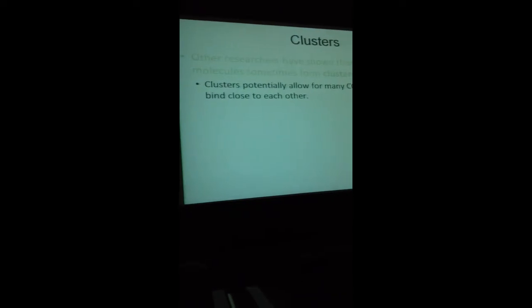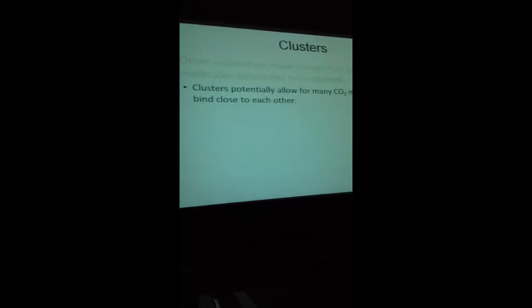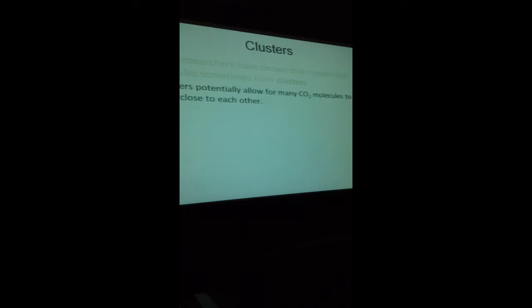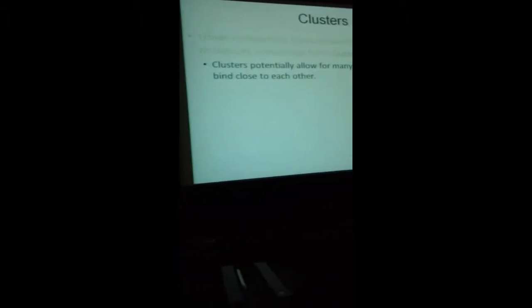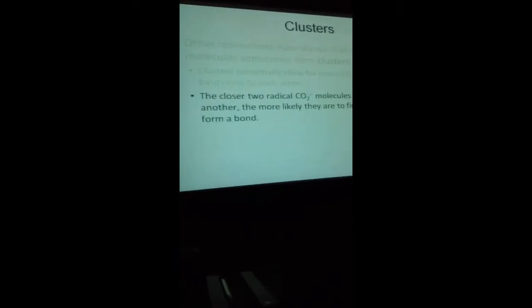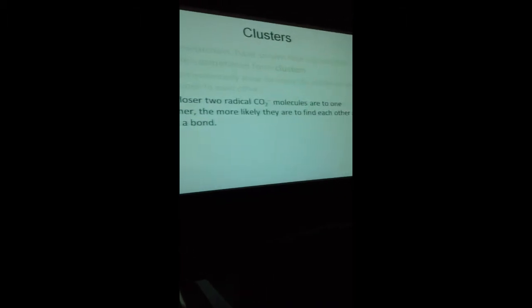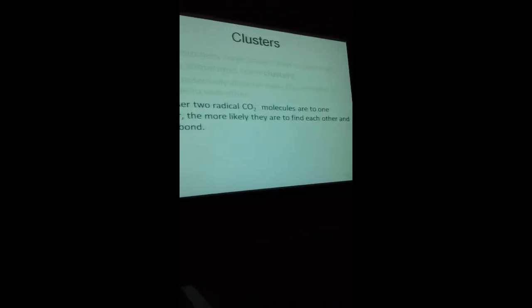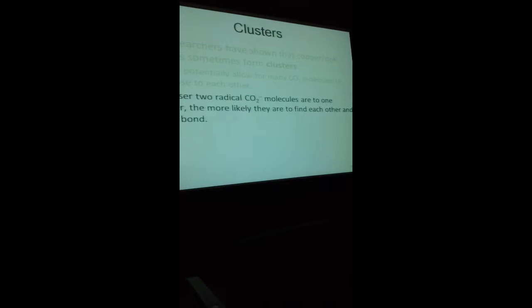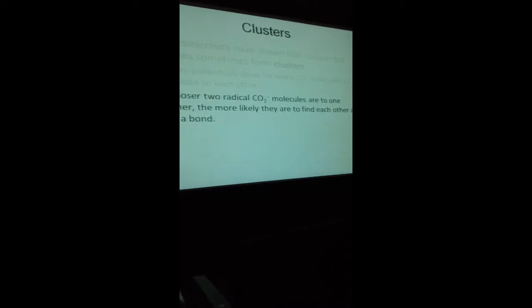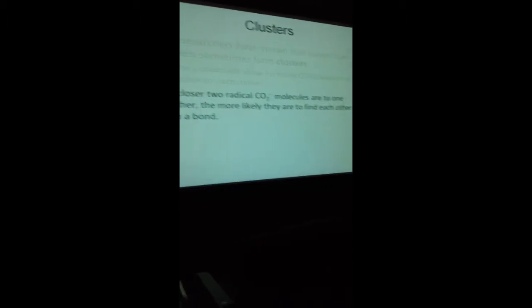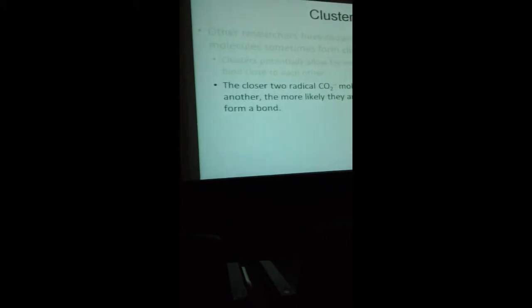So since in clusters all the atoms are really close to each other, if we bind carbon dioxide to one of these clusters, then when they leave as radicals, hopefully, they'll be really close to each other. And again, if you have 2 carbon dioxide radicals close to each other, they should meet up and form a bond. And then you have carbon-carbon bonds.